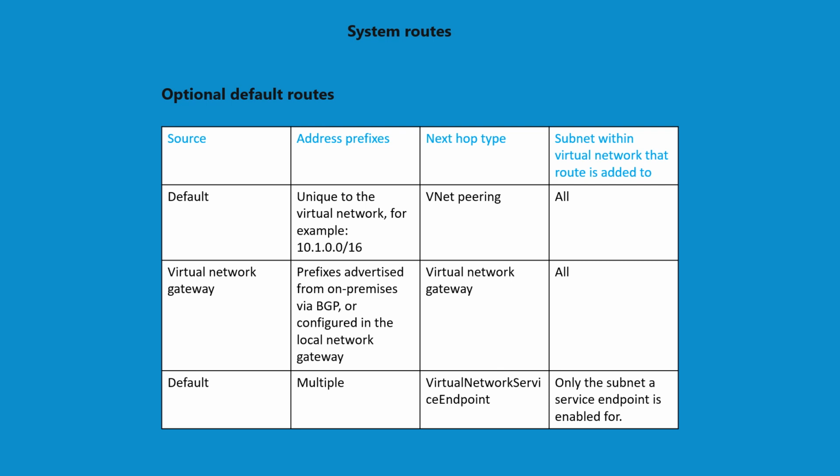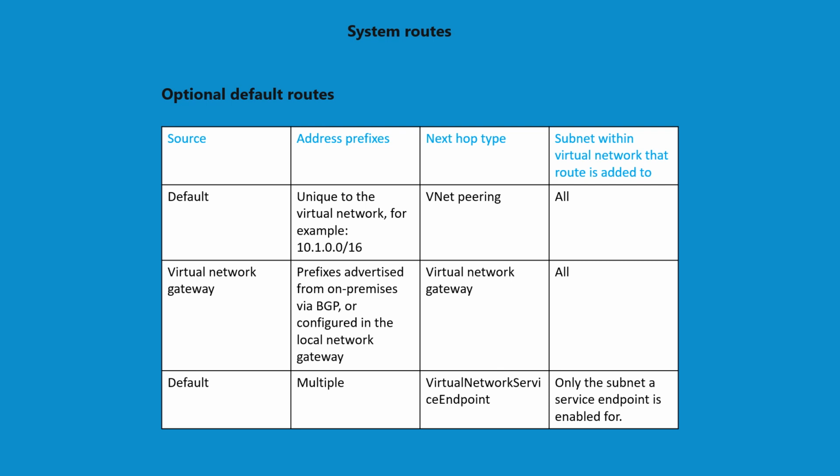The next is going to be the virtual network gateway. One or more routes with virtual network gateway listed as next hop type are added when a virtual network gateway is added to a virtual network. The source is also virtual network gateway, which we can see here, because the gateway adds the route to the subnet.